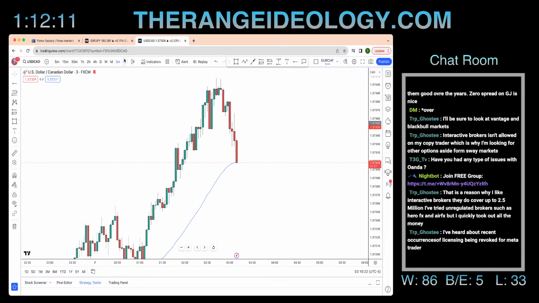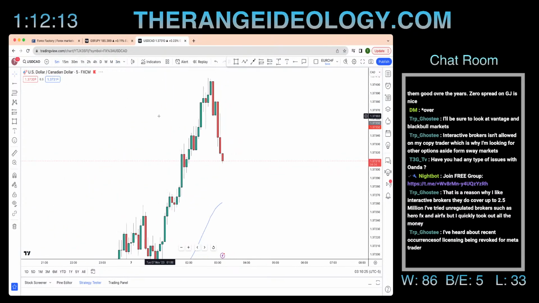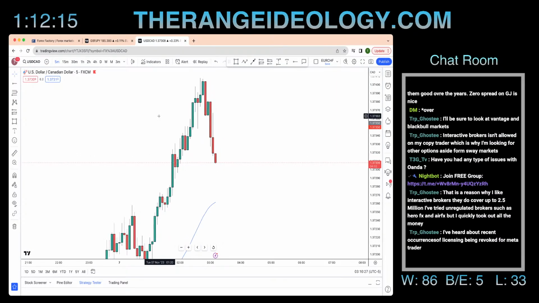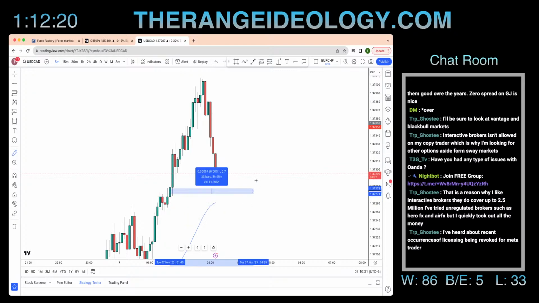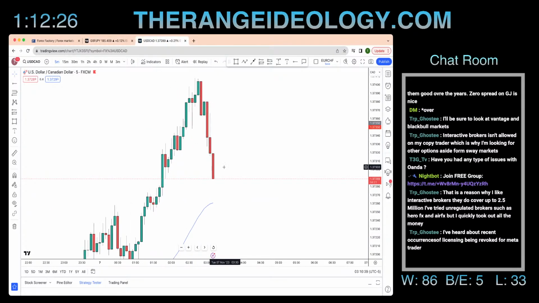There's a 3-minute EMA there, but a little short on that. Could move strong here. And if it does reach this level, it's about a 13 pip range there. That's not bad. And here comes GJ as well. Alrighty. Okay.